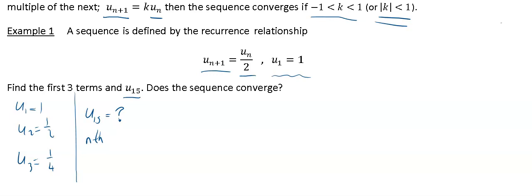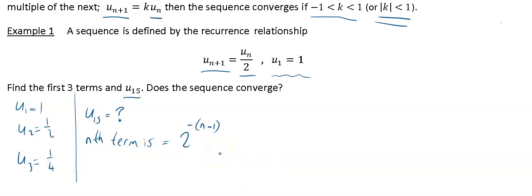Let's say our nth term is going to be 2 to the power of minus something, and it's going to be n minus 1. Let's just check that that works. Put in 1: 1 minus 1 is 0, and 2 to the power of 0 gives you 1. Put in 2: 2 minus 1 is 1, and 2 to the power of minus 1 is a half. Put in 3: 3 minus 1 is 2, and 2 to the power of minus 2 is a quarter. So you can see this nth term does work.